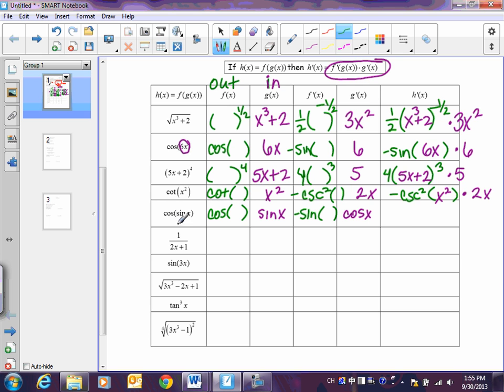Okay, what was your final answer on this one? Negative sine x times cosine x. Do you think it's possible that someone might get confused on this one and think that they should do a different rule instead of chain rule? What rule do you think some people might look there and say to use?